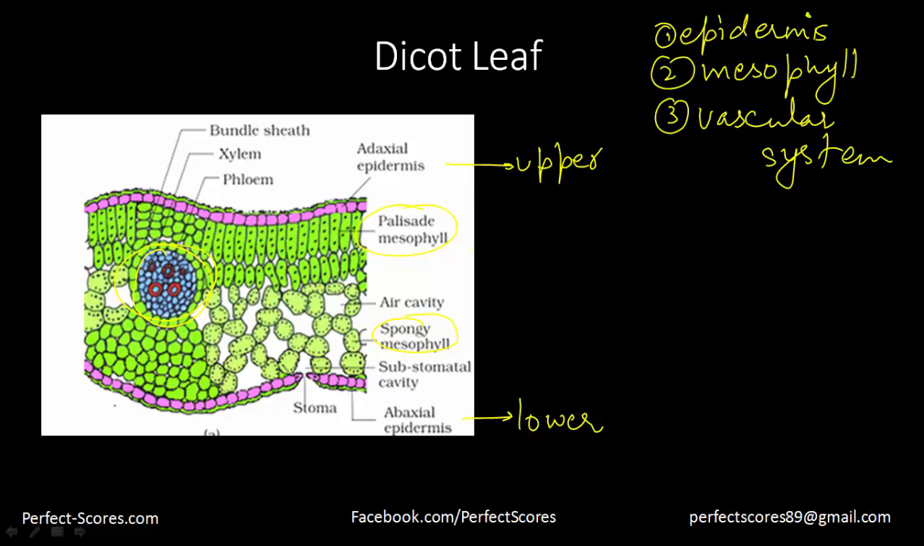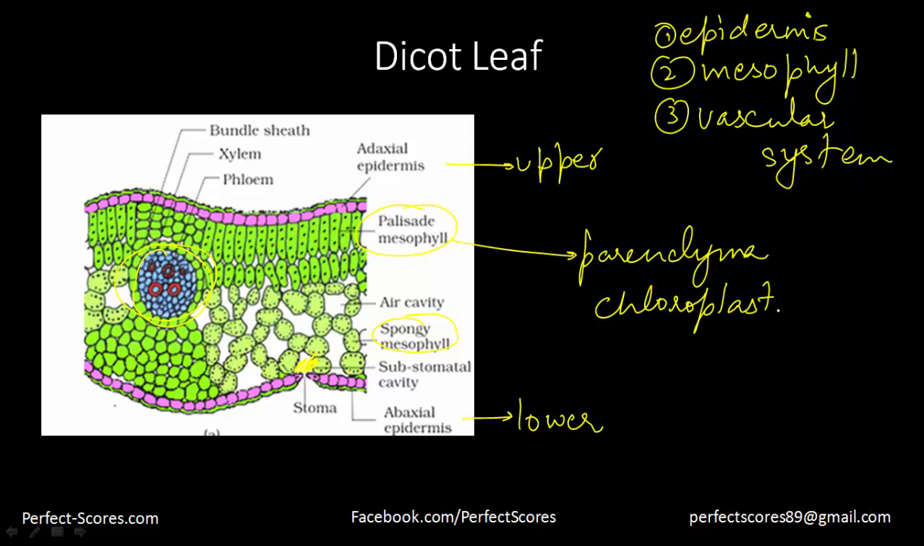You have the adaxial epidermis, then comes the palisade mesophyll, then the spongy mesophyll with the air cavities, and then you have this substomatal cavity, and finally at the lower end you have the abaxial epidermis. Now one more thing about the mesophyll is that it usually is composed of parenchyma, and most of these cells also have chloroplasts, so they can perform the function of producing food. The vascular bundles are usually found in the veins and in the midrib, and they're also surrounded by the bundle sheath cells. So this was all about the dicot leaf.